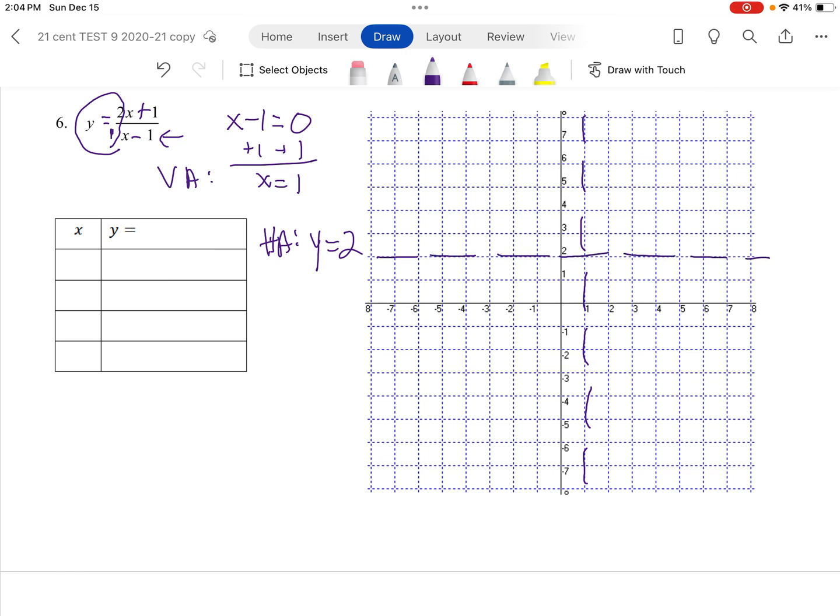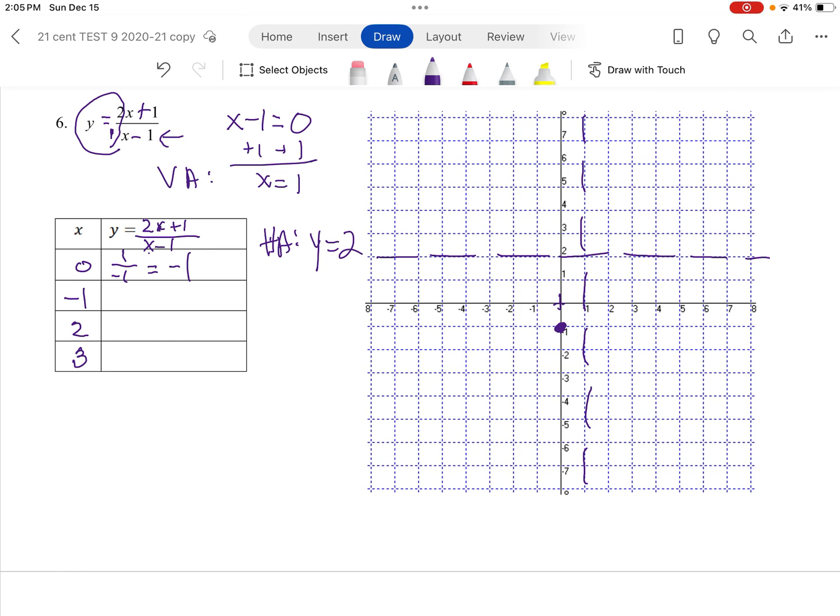This is not a parent function, so I must plot it as I was given from my origin. I'm going to pick points close to 1. So I'm going to pick 0 and negative 1, and I'm going to pick 2 and 3. When I put 0 in this numerator, I get 1. When I put it in the denominator, I get negative 1. 1 divided by negative 1 is negative 1. So I'm going to plot 0, negative 1 from my original origin.